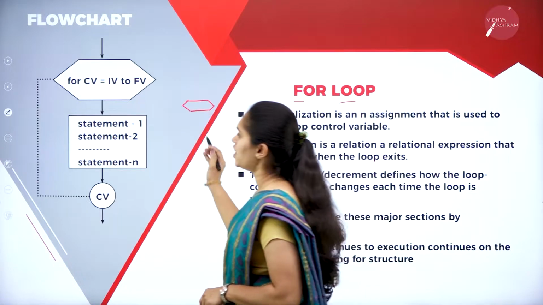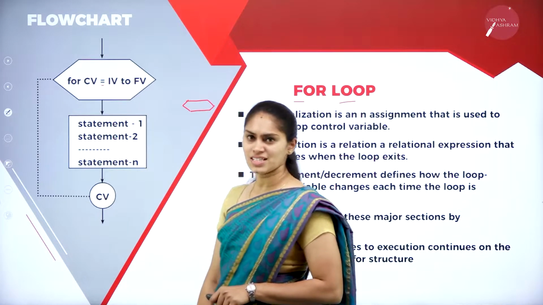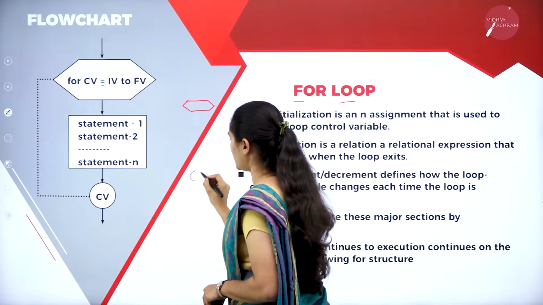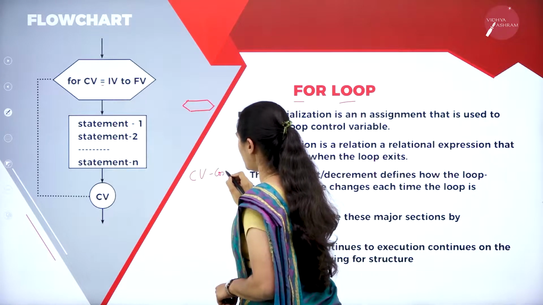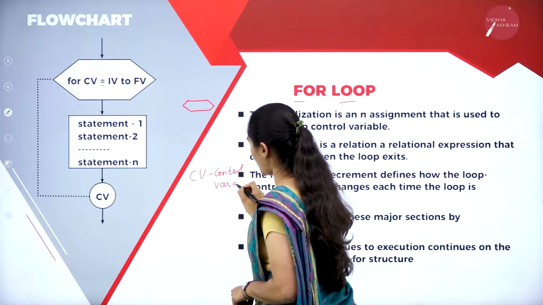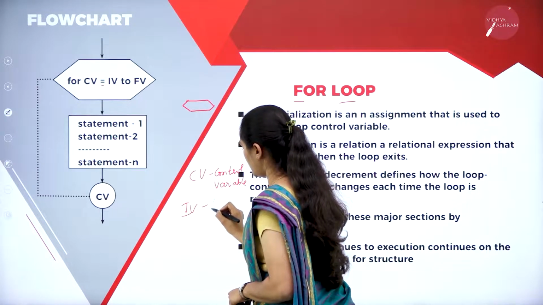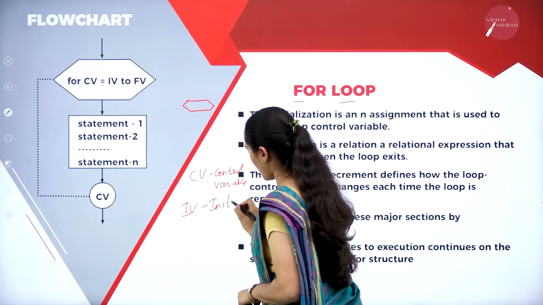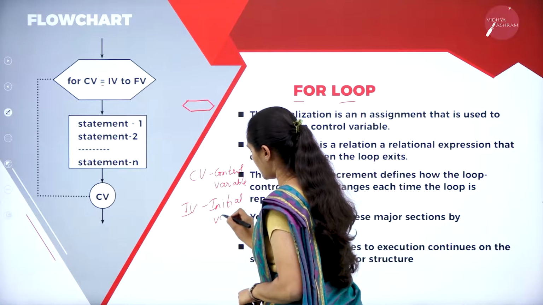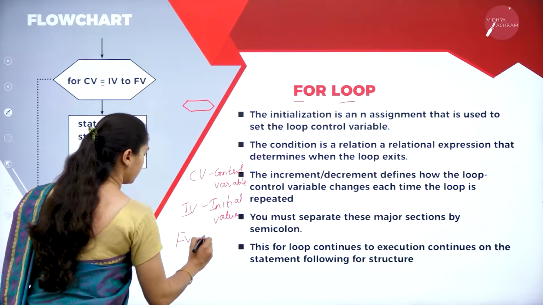Now we'll see for CV = IV to FV. What is this? Here you have to understand one thing. CV is nothing but the control variable, IV is the initial value, and FV is the final value.